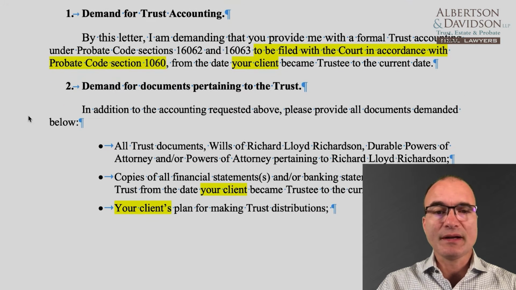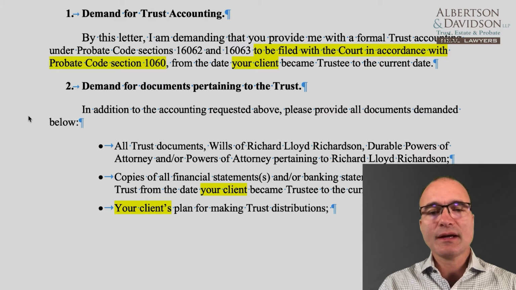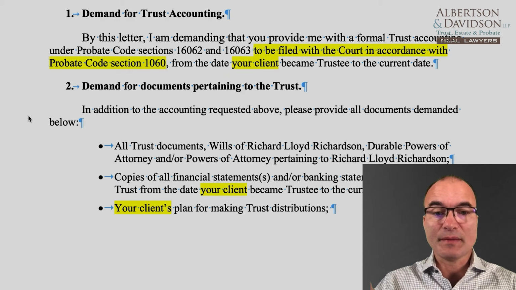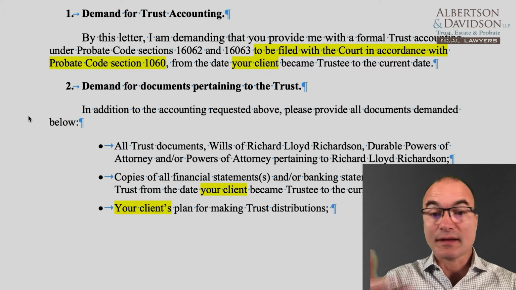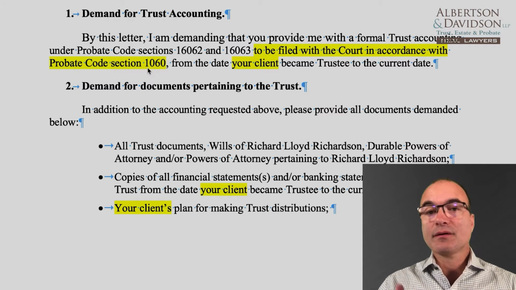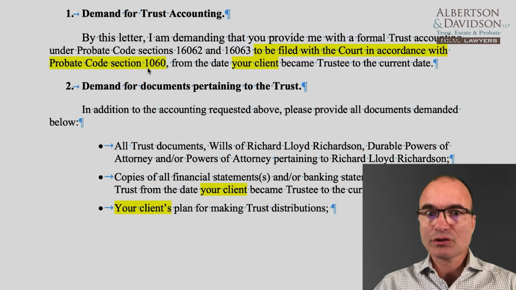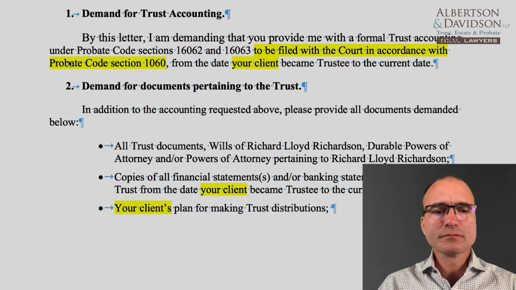Number 1, demand for an accounting. So if you want an accounting, this is the demand. You see how simple it is? It literally is just one paragraph, just one long sentence. By this letter, I'm demanding an accounting. We throw in some probate code sections. Those are the sections that entitle you to an accounting. And you can even go to probate code section 1060, and you can see the format of the accounting. The probate code gives the format, how an accounting should look. It's right there in the code. So you can take a look at that right there.